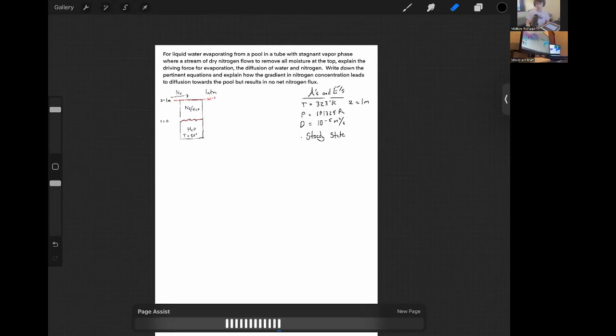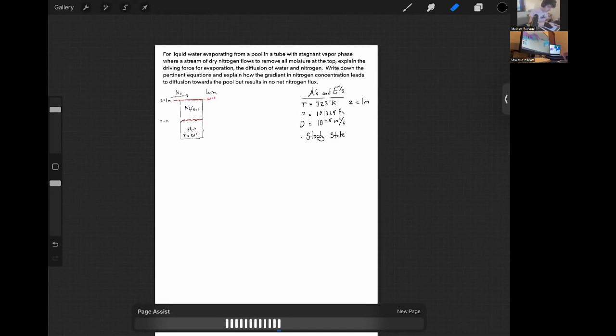In this video, we're going to be going over a molar flux problem where we have dry nitrogen flowing through a pool of water and slowly evaporating it. And we're going to explain the net molar fluxes for both the nitrogen and the water, and explain driving forces to show why any of this is even happening to begin with.